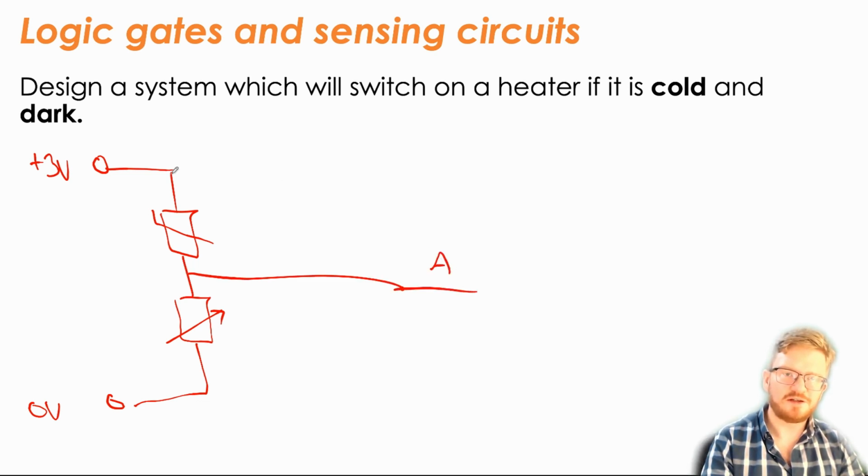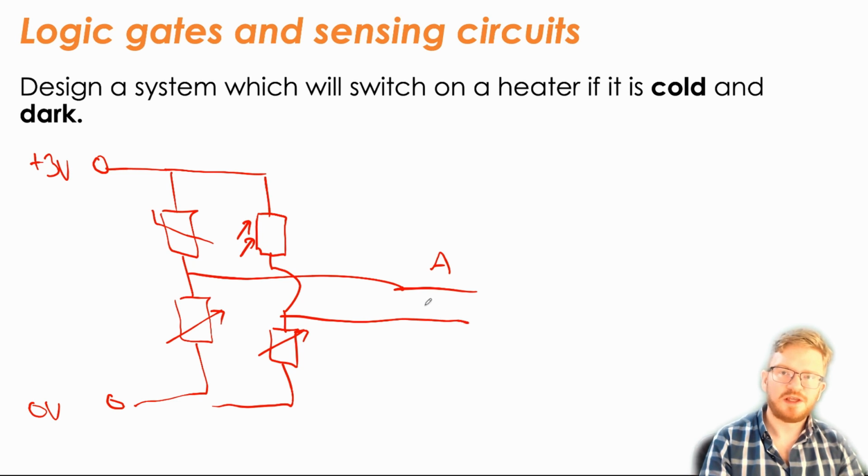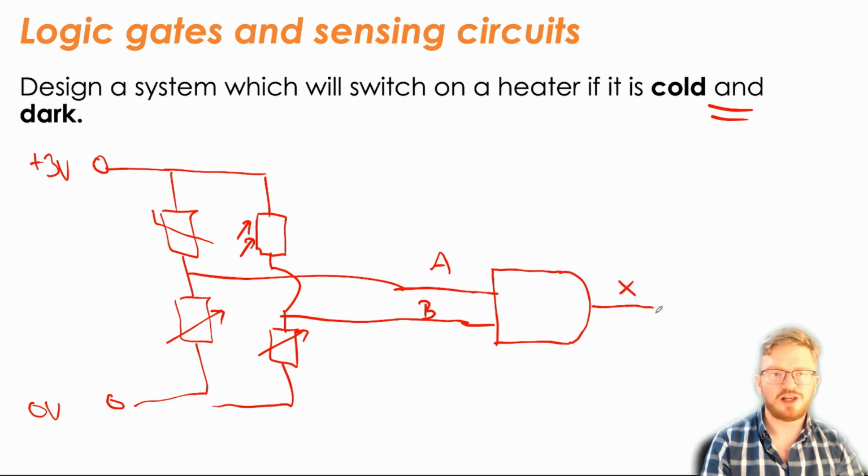Then I'm going to have my LDR. This one will respond to the light changes. And again, I'll put in a variable resistor so I can configure this and control it. If I want to change the amount of light that's needed, I can do that. I'm going to call this B. Now I want it to switch on if it is cold and dark. So I can take these outputs and put them into a logic gate. And then this would be my output. I could then connect this, say, to a relay to turn on a light or something like this.